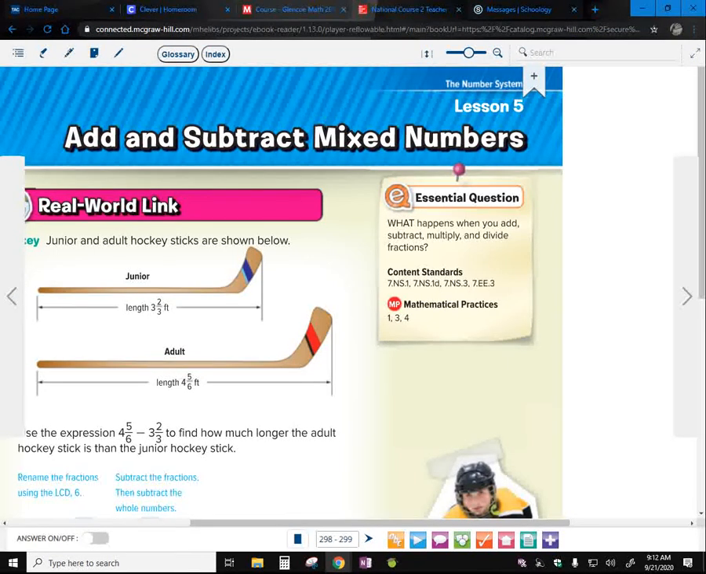All right, lesson 5. Add and subtract mixed numbers. We're on page 299. 299.